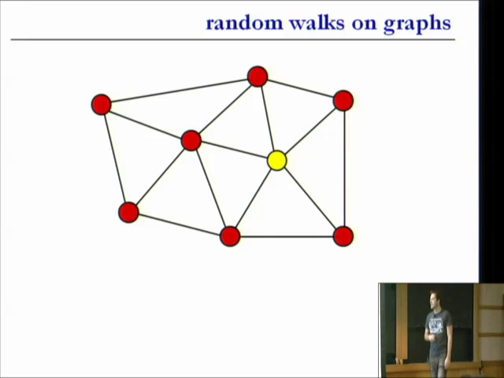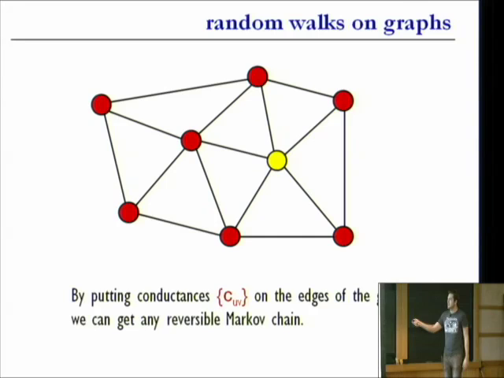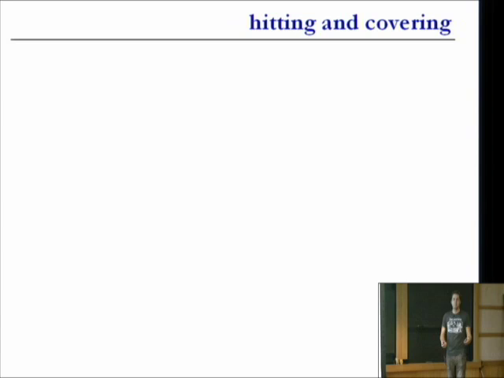And I'll just say, even though the whole talk will be just about simple graphs, this is well known: if you put conductances on the edges here, of course, you can get any finite state reversible Markov chain. And other results I state will be for any finite state reversible Markov chain. But I'll just focus on simple graphs for the talk. So this is the process we're going to consider. And so let me tell you some parameters.